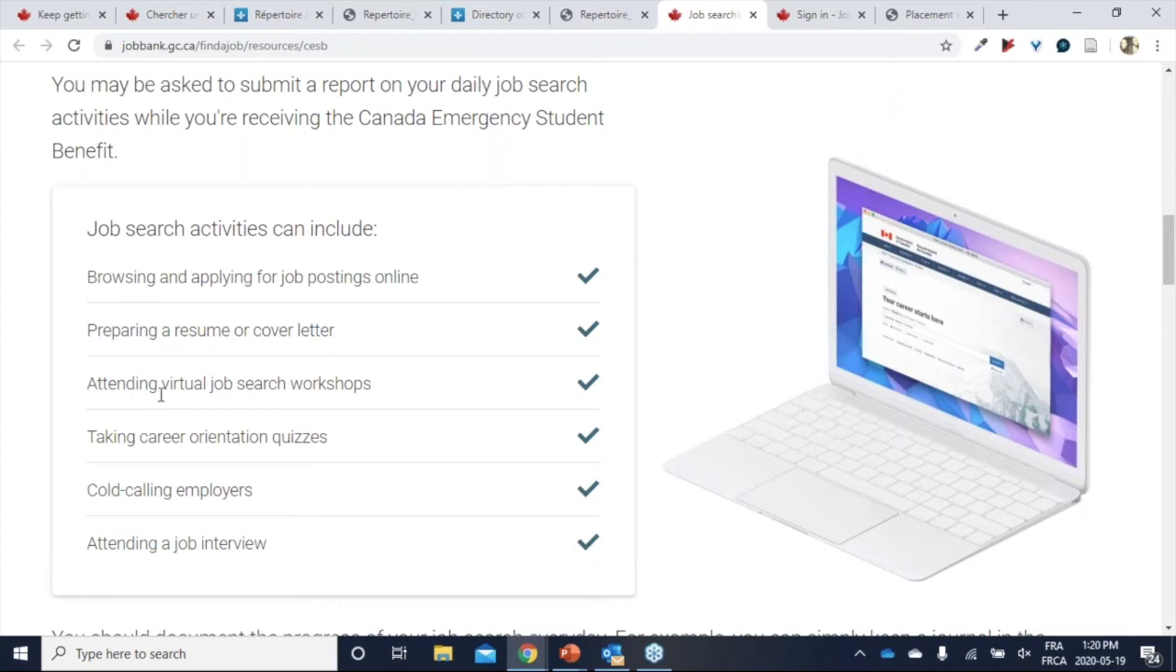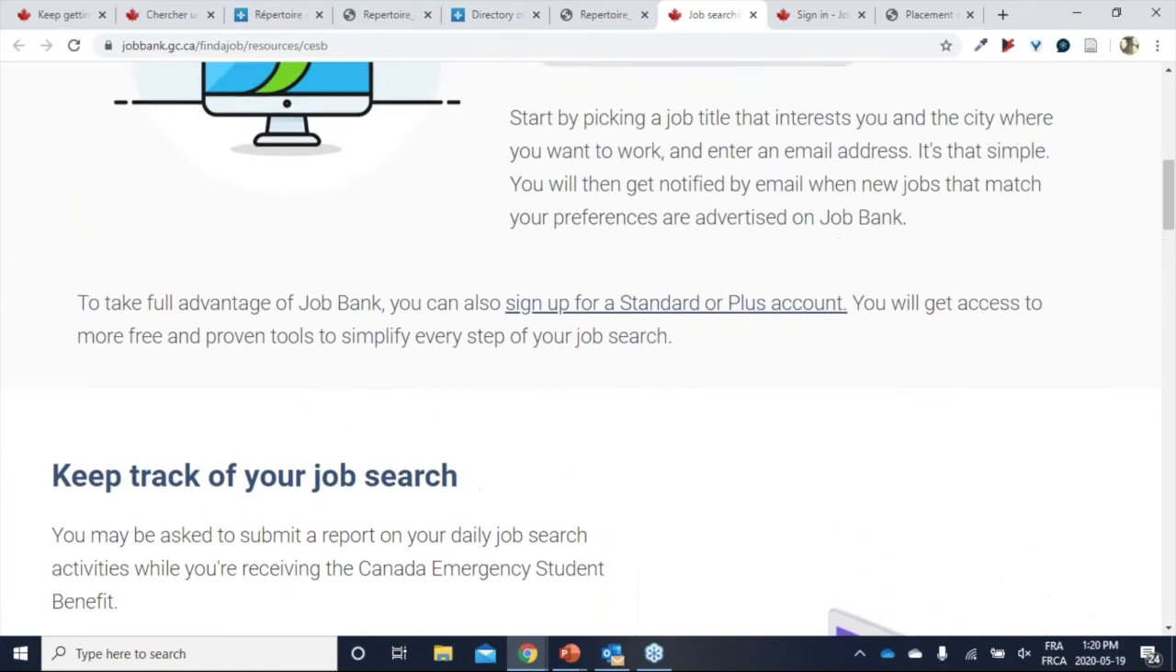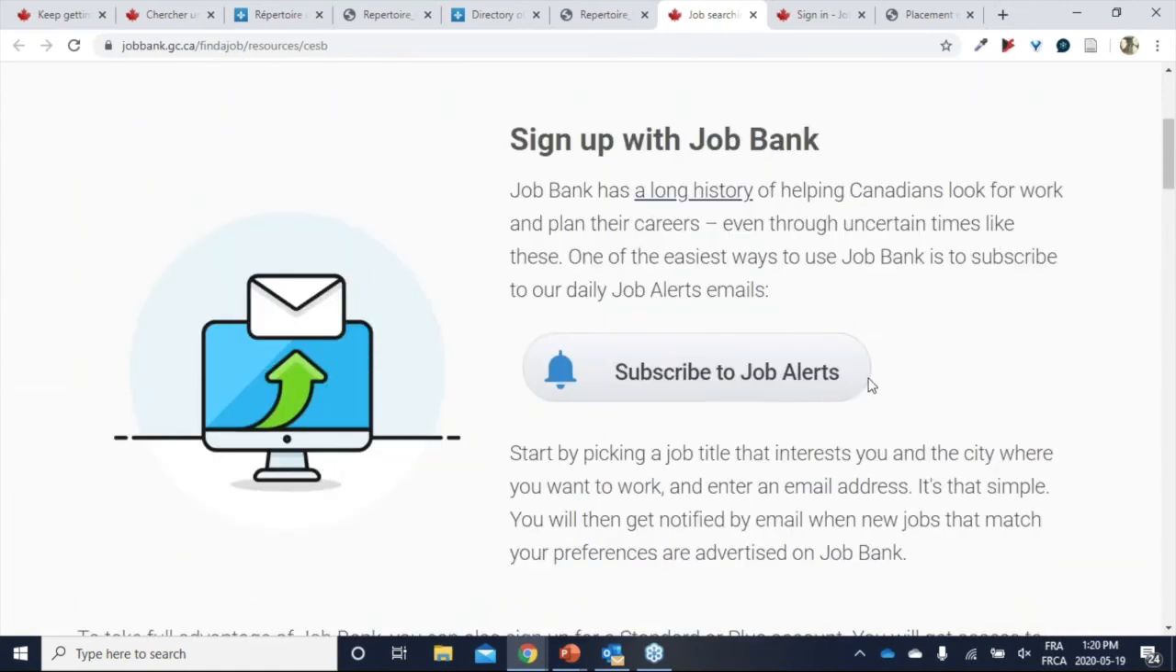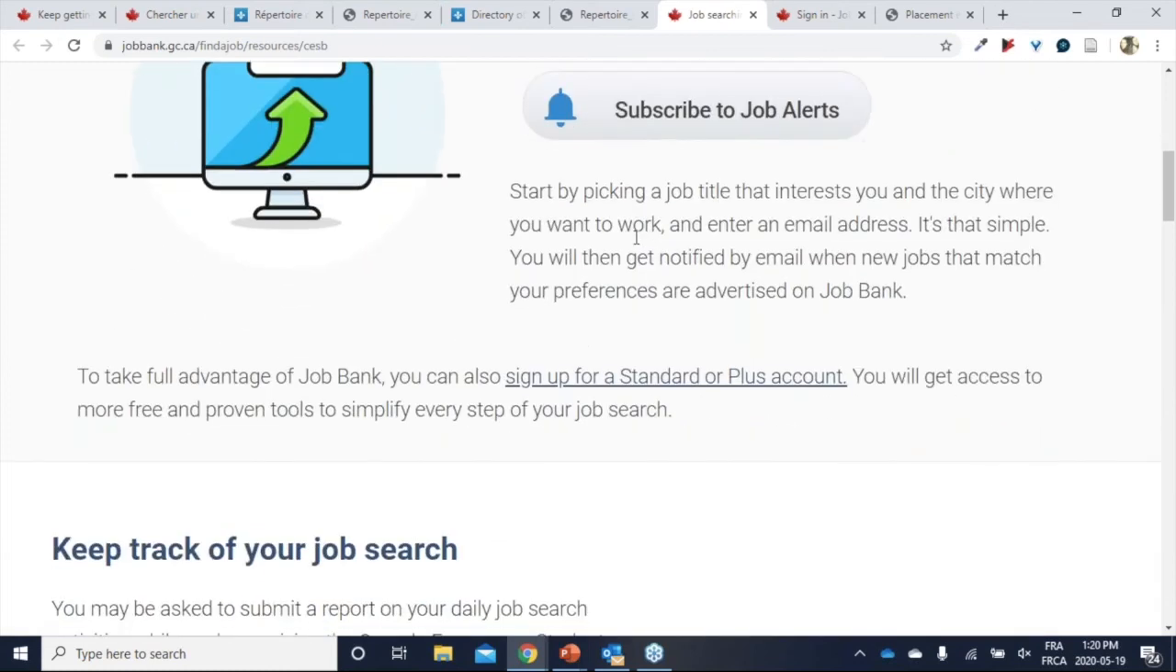You can share confirmation emails of virtual job search workshops that you've attended. You can keep a list of all the employers that you cold call, and you can keep a confirmation of a job interview that you had. It's a really nicely done platform. It's very simple to sign up. If you want to sign up for a standard account, you just need an email address.